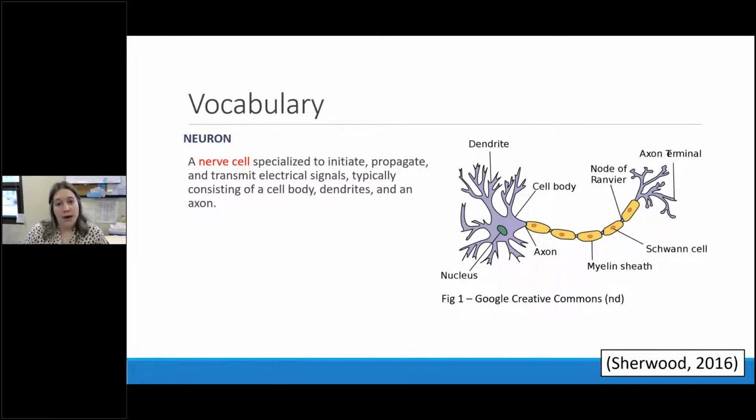Unlike the typical round cell, neurons have multiple parts that host different functions. The axon and dendrites are the communicative parts of the neuron. The cell body hosts the organelles, including the nucleus, where DNA is stored. The focus of this presentation will be on the axon terminal and the dendrites.